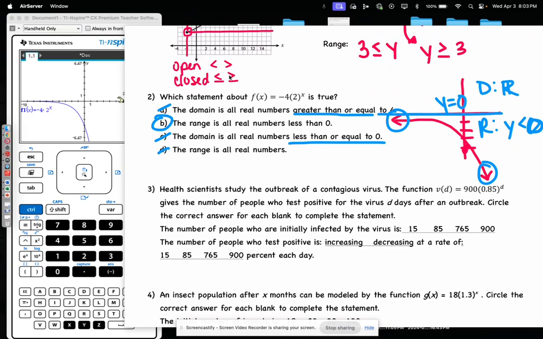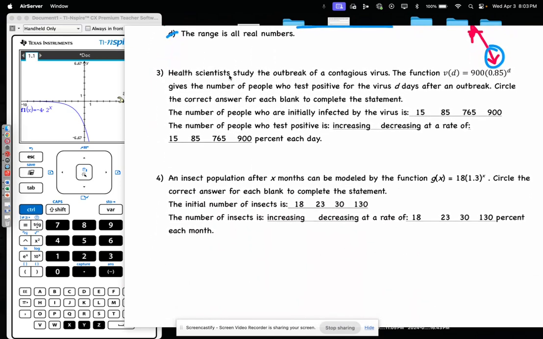Number 3, when we're talking about exponentials, it says the function v of d equals 900 times 0.85 to the d power gives scientists the number of people who test positive for a virus on d days after an outbreak. So that d is really where the x is. Circle the correct answer for each blank to complete the statement.